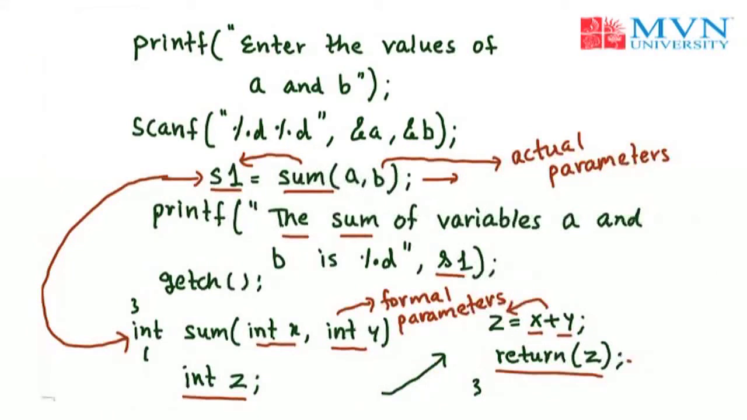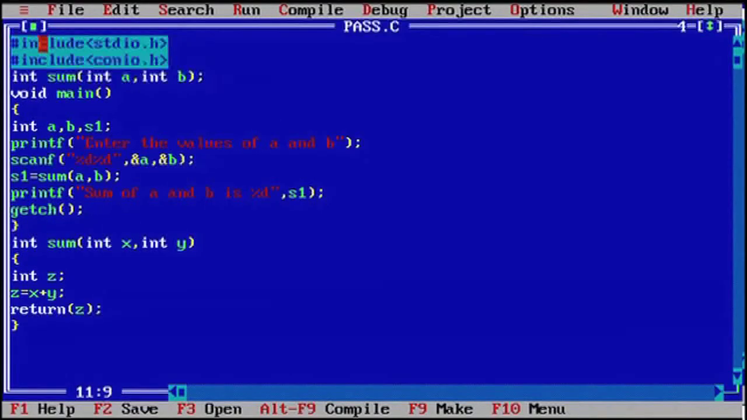Now run this program using Turbo C software. Here you can see I wrote the same program which we have discussed. First we include the two header files here, then we declare the function sum globally, then start the main function, take the three variables. First take the two values of the variables a and b.